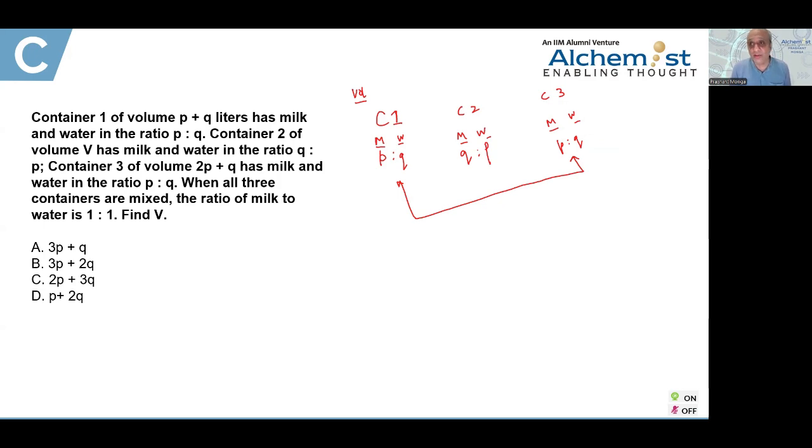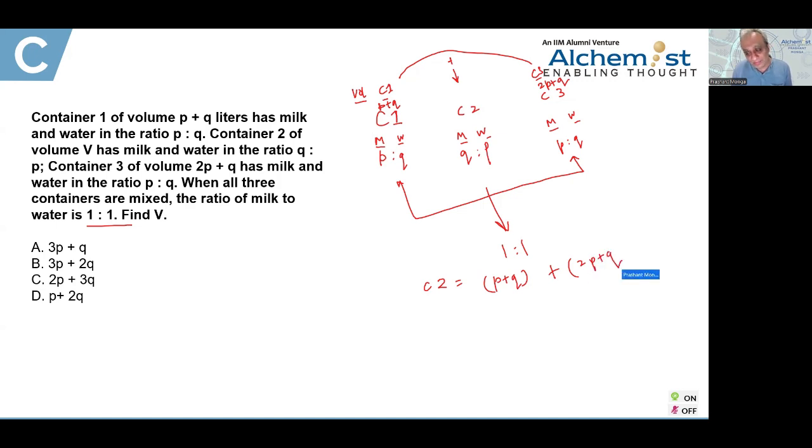So if I mix all three of them, then the volumes of container 1 and container 3, which contain P is to Q, should add to form the volume of container 2. Only then will I get the mixture as 1 is to 1, which is my desired ratio. Volume for container 1 is given as P plus Q. Volume for container 3 is given as 2P plus Q. They want to know what container 2's volume should be. It is nothing but P plus Q for container 1 plus 2P plus Q, and this is equal to 3P plus 2Q.